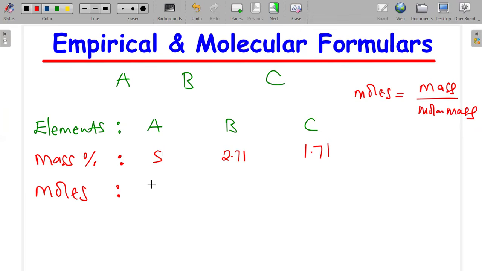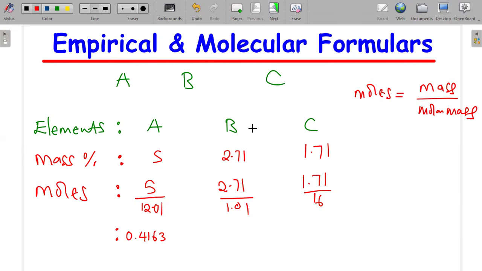So let's say the molar mass for A is 12.01. You divide the mass by the molar mass to get the moles. I do the same here: let's say the molar mass of B is 1.01, and the molar mass for C is 16. When I divide all these by their molar masses, I get the moles. So let's get the actual values. The first one is 5 divided by 12.01, which gives me 0.4163.